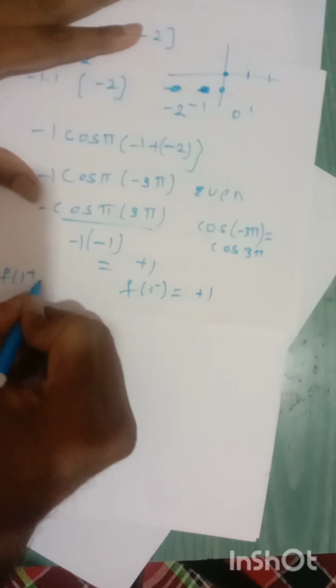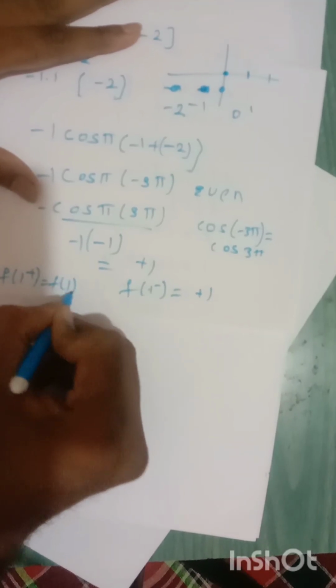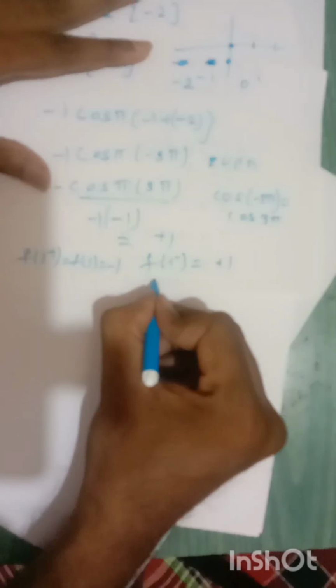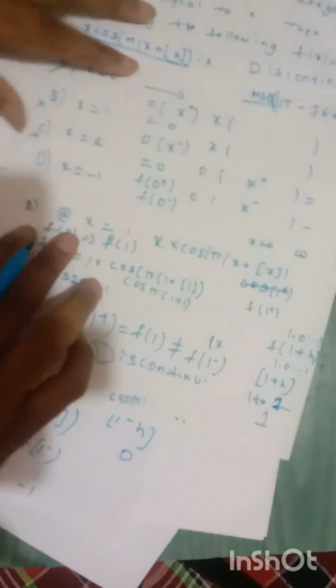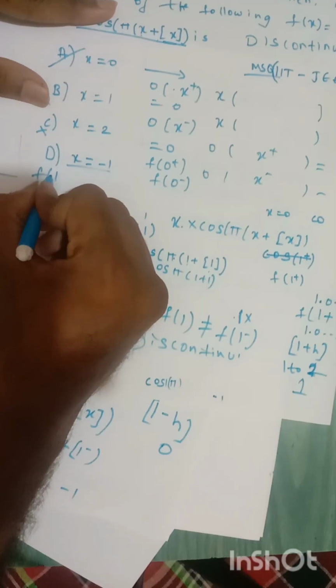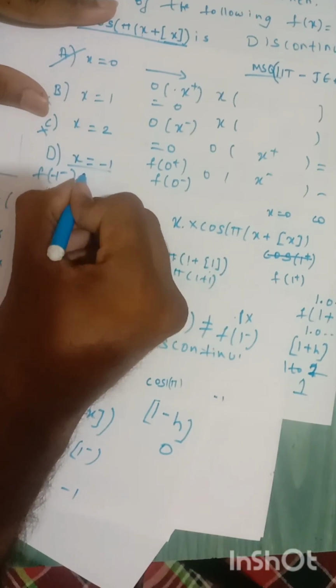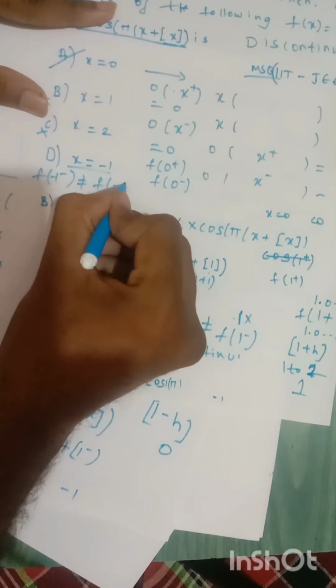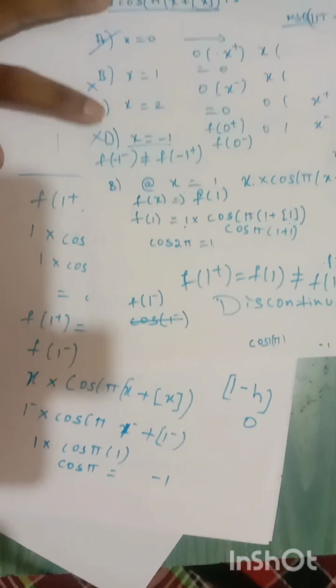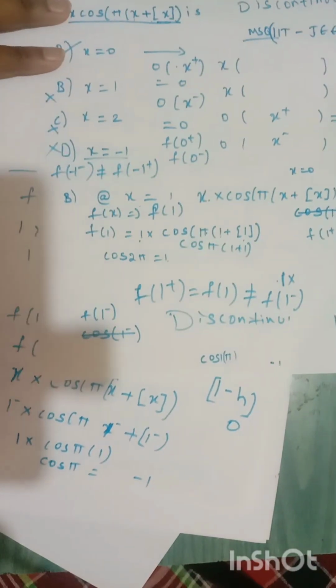f of minus 1 plus is equal to f of minus 1 is equal to minus 1, which is not equal. So in this question, for x equal to minus 1, f of minus 1 minus is not equal to f of minus 1 plus. So this is also discontinuous. So these three options are correct: B, C and D. Thank you.